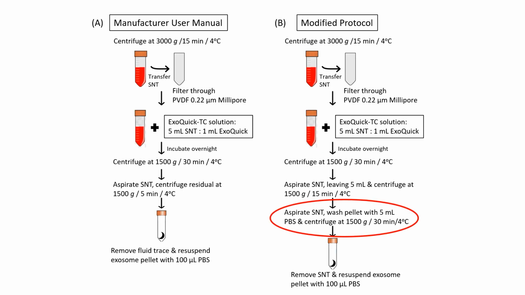According to the manufacturer's instructions, the mixture is centrifuged at the lowest speed, 1500 g, for 30 minutes post-overnight incubation, followed by another brief centrifuge at 1500 g for 5 minutes as the final step. We then made a modification to the original protocol, where we washed or purified the exosome pellet with 5 ml of cool PBS before the final centrifuge at 1500 g for 30 minutes at 4 degrees Celsius.